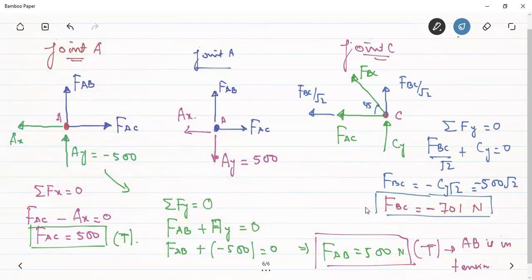Since this result is negative, that is, this BC is in compression. Our assumed direction that BC is in tension is wrong, but actually BC is in compression. So this was one example by which we can see how to use the method of joints.